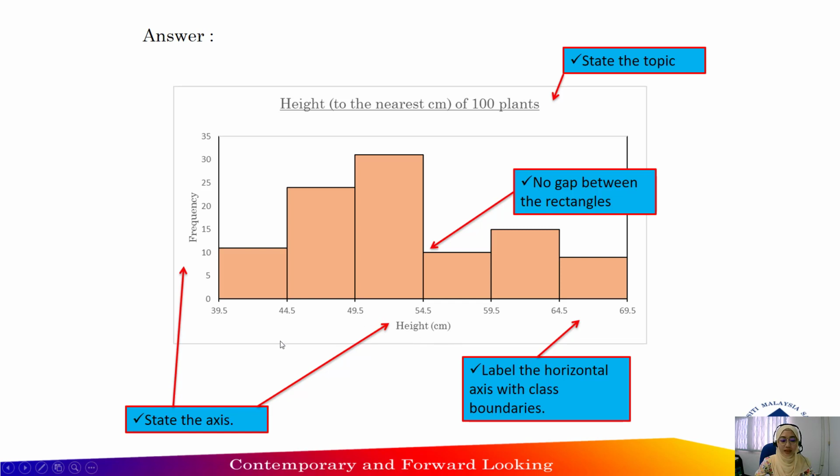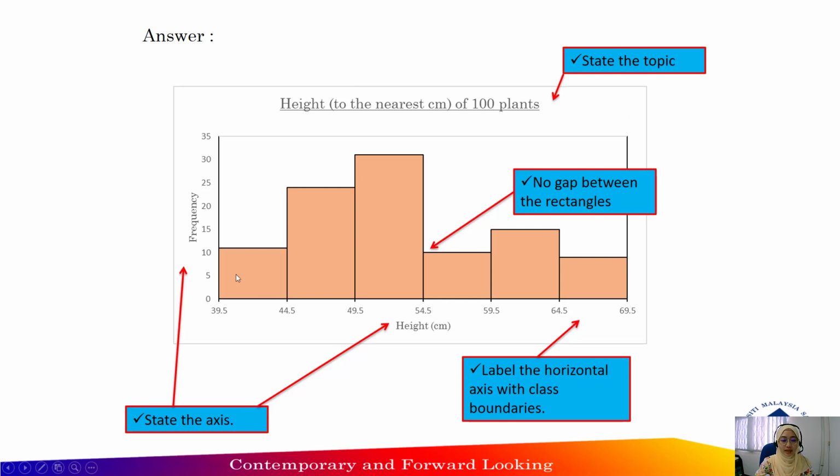Number 2, make sure there is no gap between the rectangles. So for the height, use the lower boundary and upper boundary for each class. Label the horizontal axis with class boundaries, lower boundary and upper boundary. And then don't forget to state the topic, for example, height to the nearest cm of 100 bands.